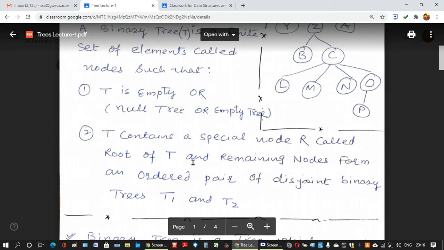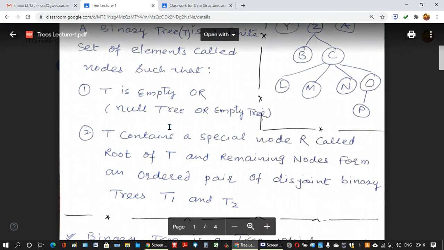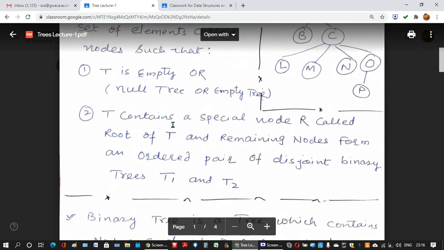So this is a recursive definition. Means a binary tree is either empty or it will have some root and then two sub binary trees. So left subtree T1 and right subtree T2, which are also binary trees. So when we say T1 and T2 are subtrees of root R and then they are also binary, means the same definition is applicable to left subtree and right subtree also.